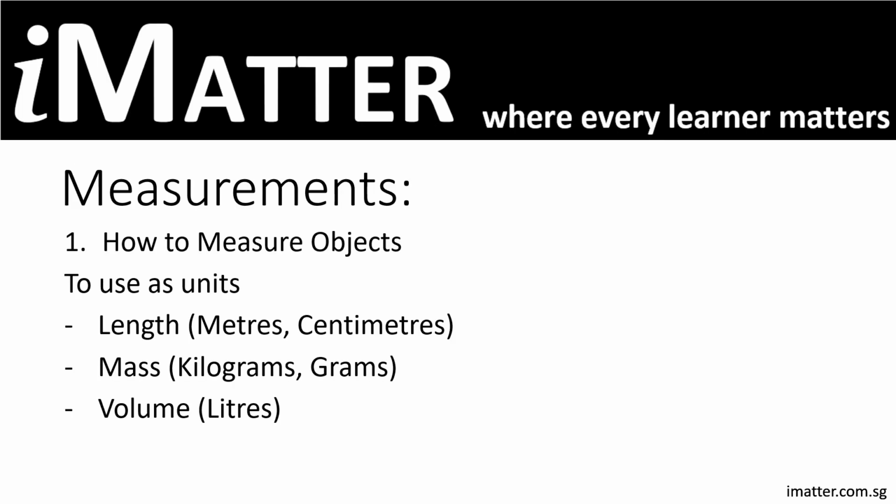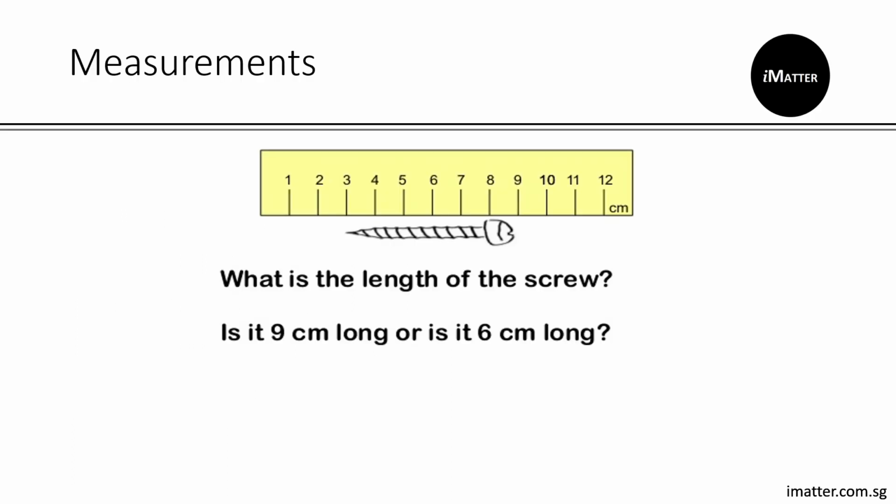Next is measurements. How do you measure objects using units? For length, you use meters, centimeters. Mass, kilograms and grams. And volume would be in liters. So let's take a look at this question. Now what is the length of the screw? Is it 9 centimeters long or is it 6 centimeters long? Think about it for a while. The screw is actually 6 centimeters long.